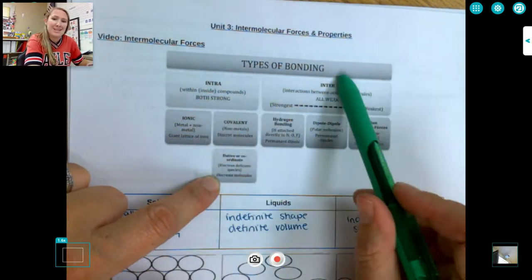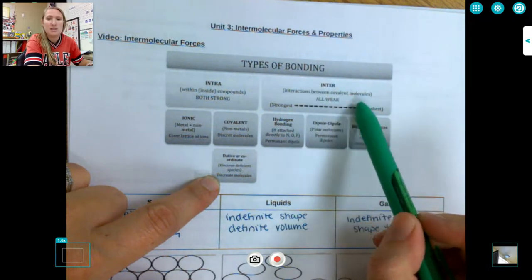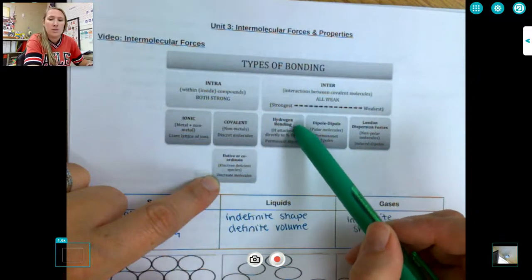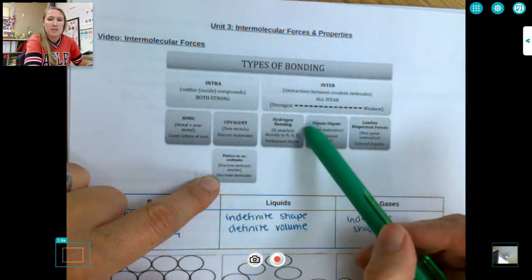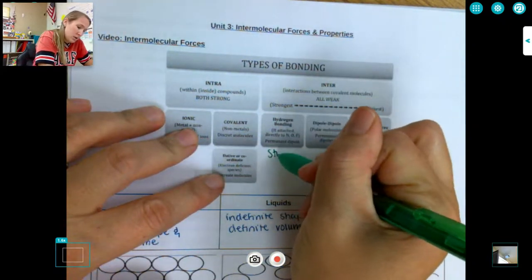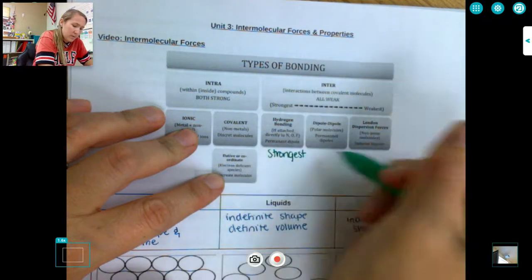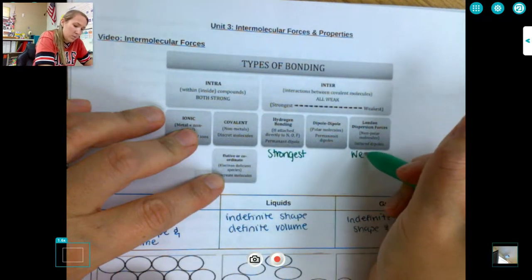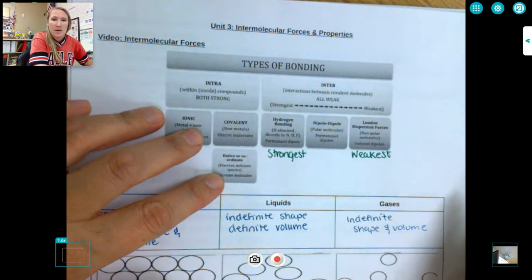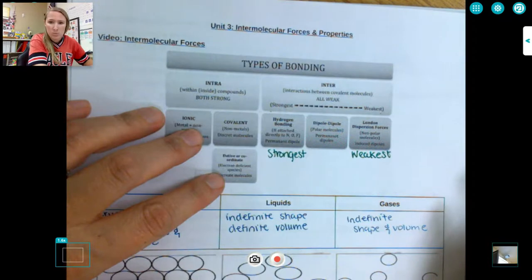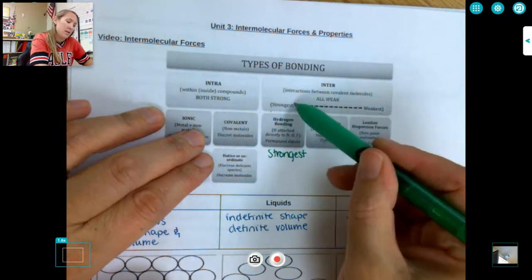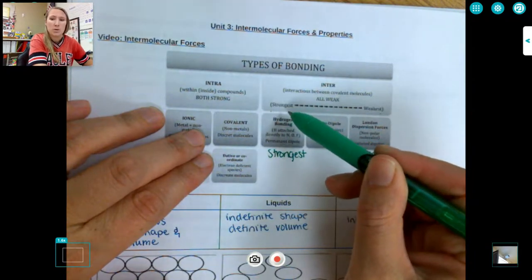In this unit, we're going to talk about intermolecular forces, and this is interactions between two different molecules. So we can have three different types: hydrogen bonding, dipole-dipole, or London dispersion. Hydrogen bonding is the strongest, and London dispersion forces is the weakest. And we can see that up here, from strongest to weakest. That's going to impact things like melting point, boiling point, viscosity, vapor pressure, right? Things that are held together stronger are going to require more energy to separate.